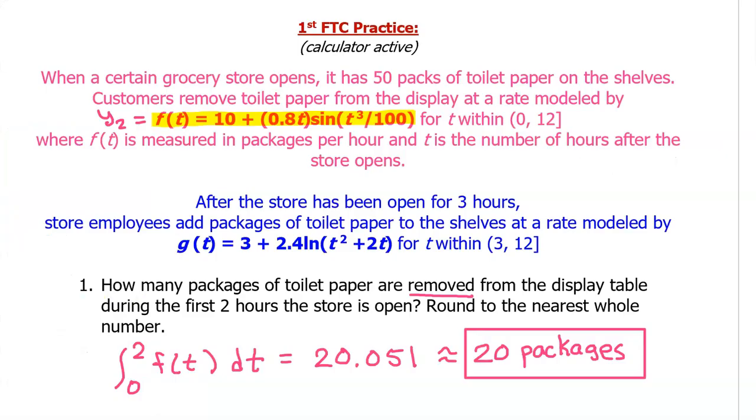So there it is, 20.051. Approximately 20 packages of toilet paper are removed from the display during the first 2 hours that the store is open.